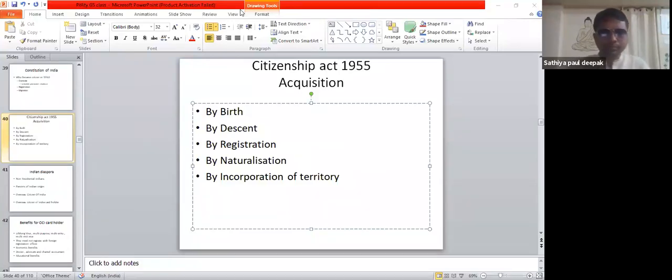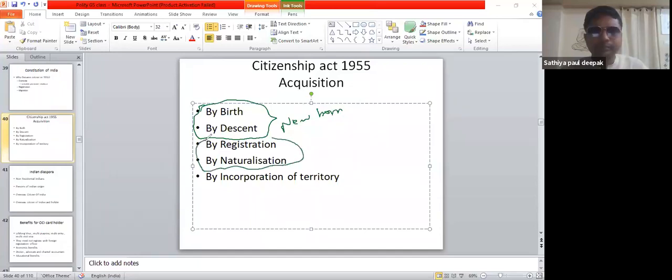See, by birth and by descent are both for newborn babies. You must remember, when a child is born, the child's citizenship status can be determined by birth and by descent. For adults, or when a child is born a citizen of some other country and now wants to get Indian citizenship, then it is by registration and naturalization.